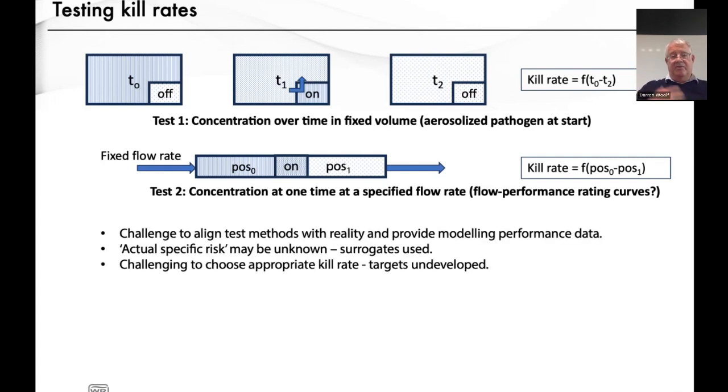So the challenge for us is to align the test methods with reality and provide modelling performance data. Test 1 doesn't really give us modelling performance data. It doesn't tie in with the periods and systems that we're putting in there. And then there may be the actual specific risk that may not be known. Surrogates are used, and it may be challenging to choose an appropriate kill rate. What are those targets if they're undeveloped?